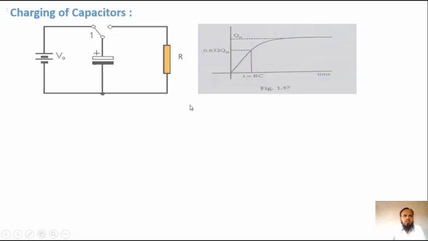Then charging of the capacitor. Here is the circuit shown having the connection: positive electrode of the capacitor is connected to the positive terminal of the battery and negative electrode connected to the negative terminal of battery, and switch is open. Here is a load resistor shown, and here is shown the characteristics of the capacitor.